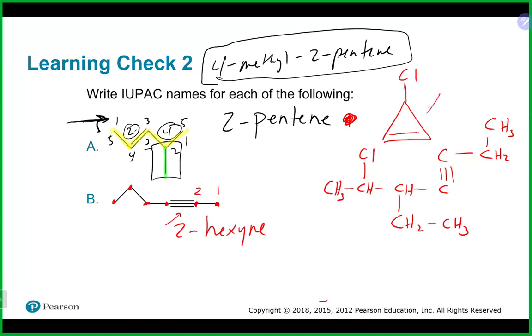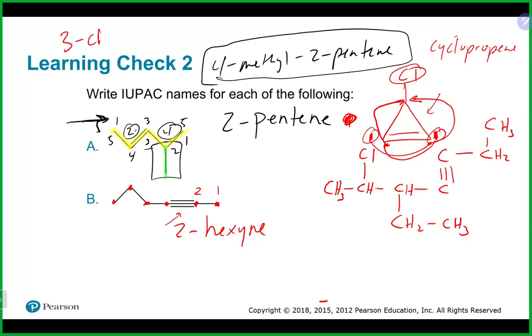Coming to the guy at top, that is our cyclopropane with a double bond. So that's going to be cyclopropene. We have a chloro group attached, and we do want to give it the right number. So we have to start numbering at the double bond, which is either here or here. If I start here, that's 1, that would be 2, and then that would be 3. If I start here, that would be 1, 2, 3. So no matter which way you go in this case, it should be a 3-chlorocyclopropene.